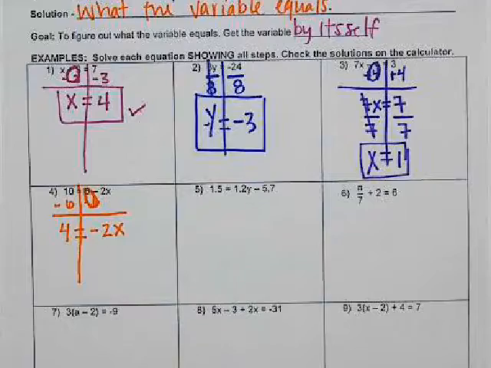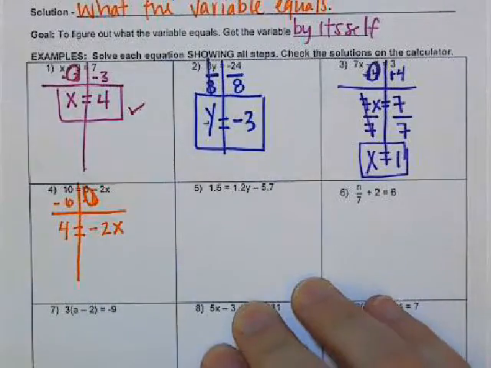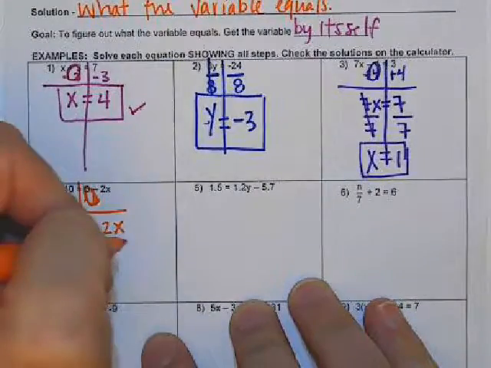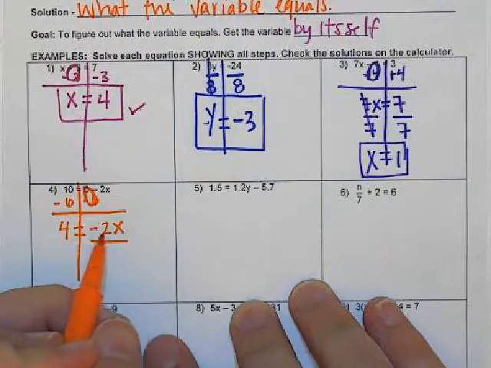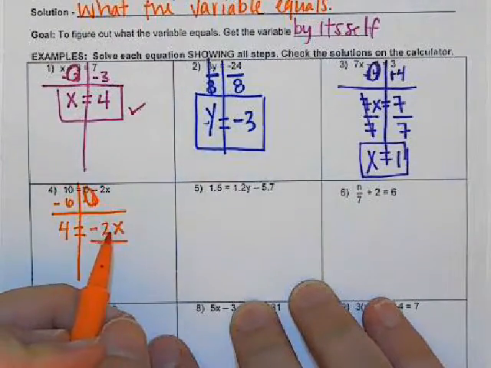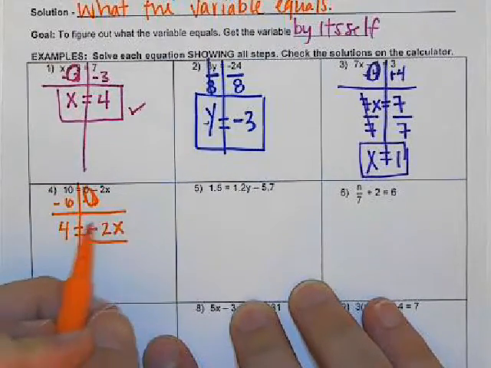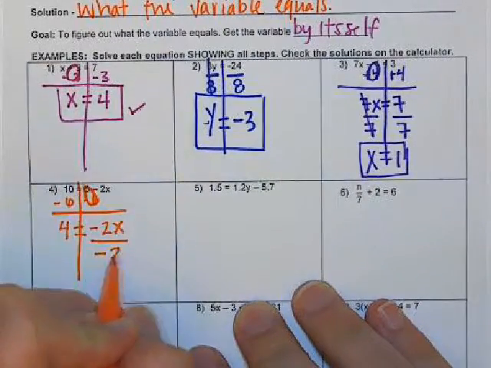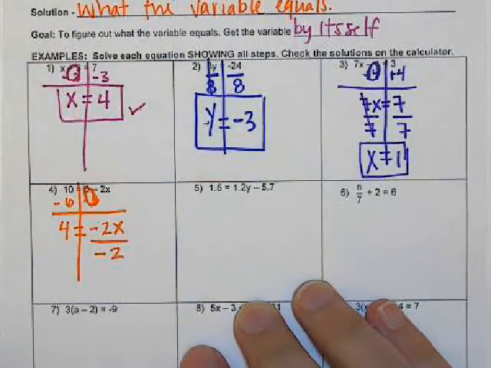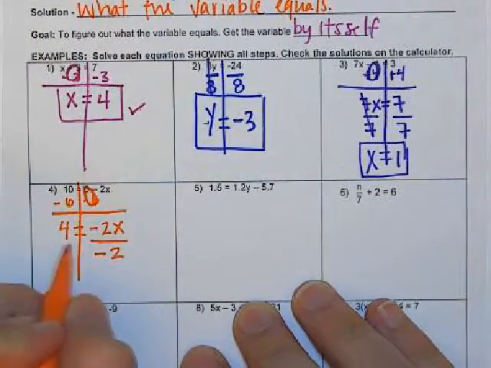Okay, what operation is happening with the x now? This is multiplying, right? So I need to divide by whatever is in front of the x. If it's a negative 2, you divide by negative 2. If it's a positive 2, you divide by positive 2. This happens to be a negative 2. So when I divide, I need to divide by a negative 2. What I do to one side, I got to do to the other side.